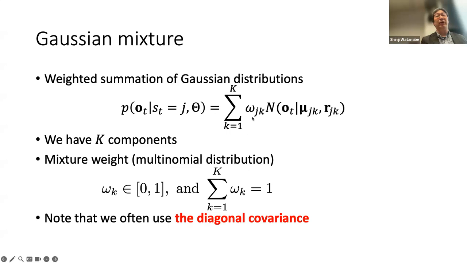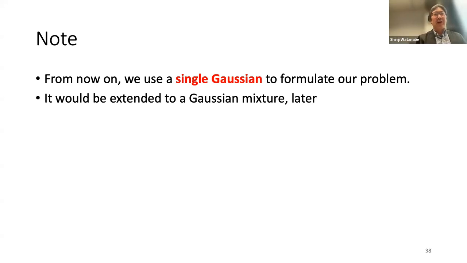So it's normally represented by the marginal distribution and so on. But anyway, in our engineering programs, we often use a Gaussian mixture, but we often use a diagonal covariance. Okay, but in the following formulation, the Gaussian mixture is a little bit complicated. As you see, we already have a lot of variables in the formulation, right? So I will omit the Gaussian mixture, use a single Gaussian, and then continue the formulation.